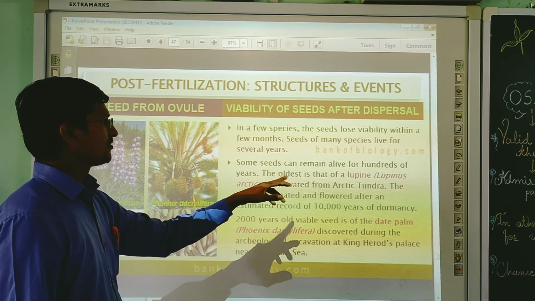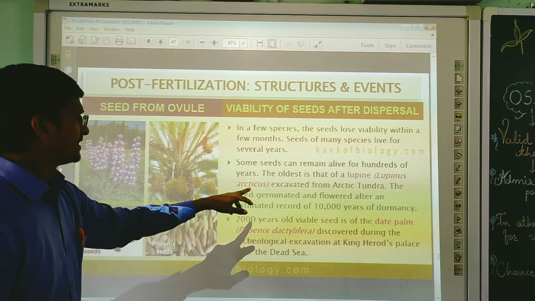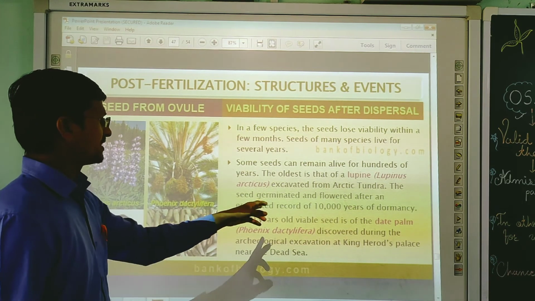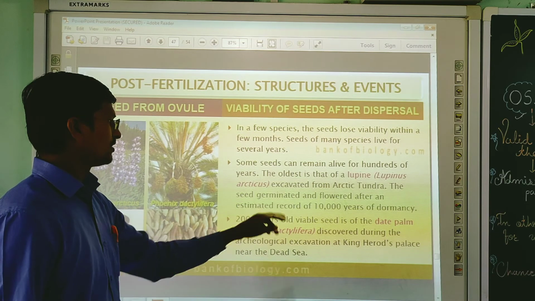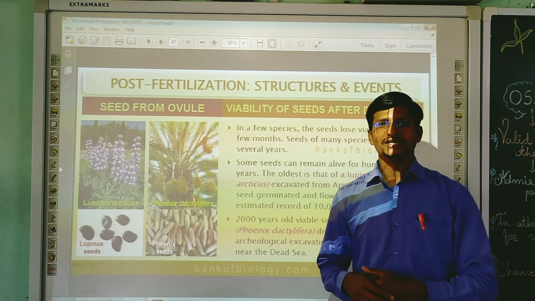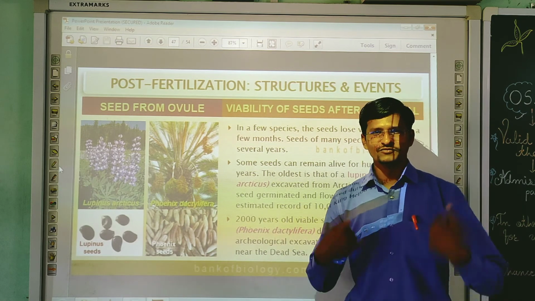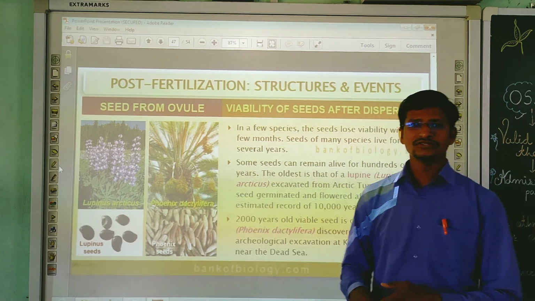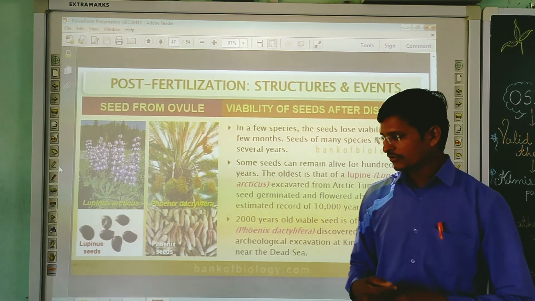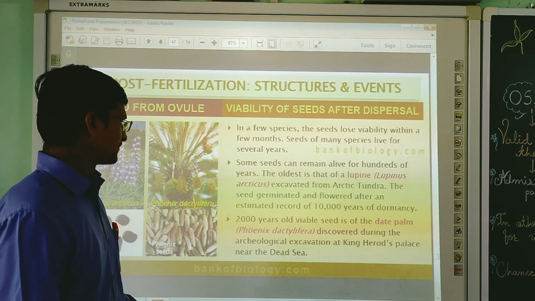The oldest is that of lupine, Lupinus arcticus, which was excavated from the Arctic tundra. The seed germinated and flowered after an estimated record of 10,000 years of dormancy. Oh, it's a very long time. Many generations will not see this. But it's mentioned that it took 10,000 years to germinate. That example you remember, lupine. Lupine takes 10,000 years to germinate after dormancy.